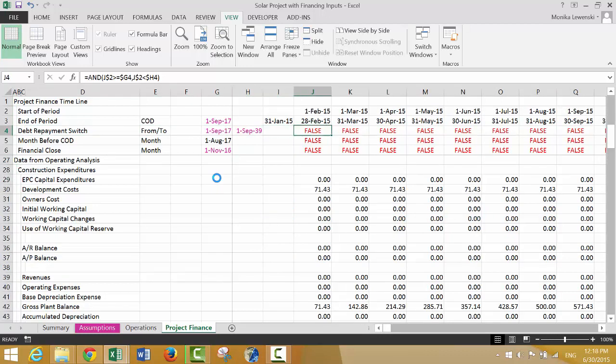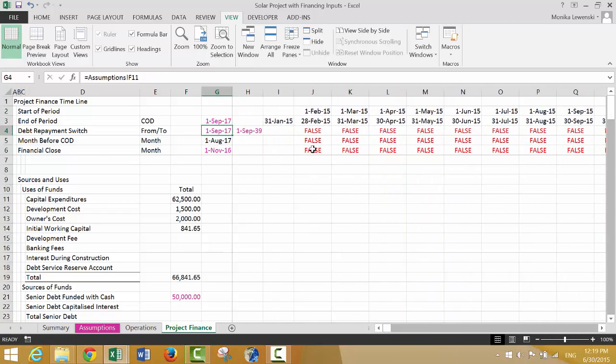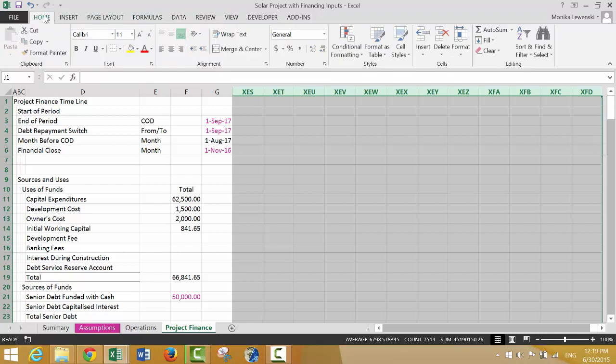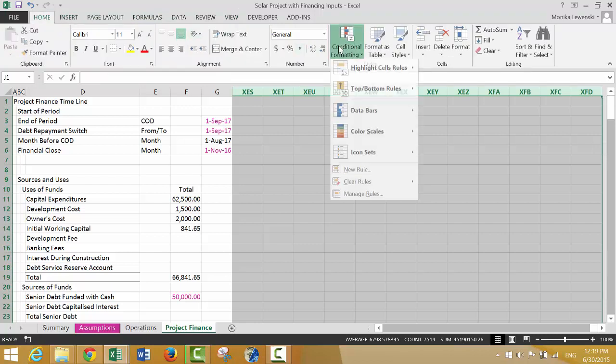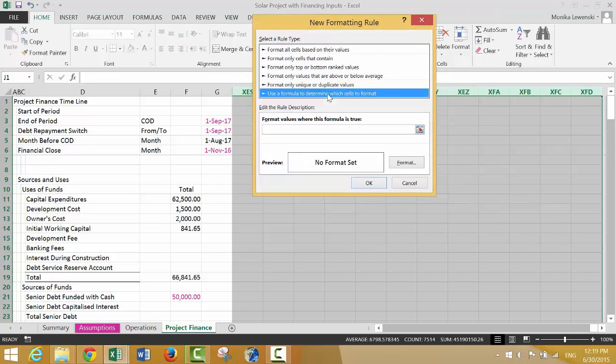You know, I keep saying, how did we do this one? We did this all the way, so, okay. I guess we can do it like that. And then you can go to Home, and then you go to Conditional Formatting, and we'll make a new rule, and then we'll use a formula.